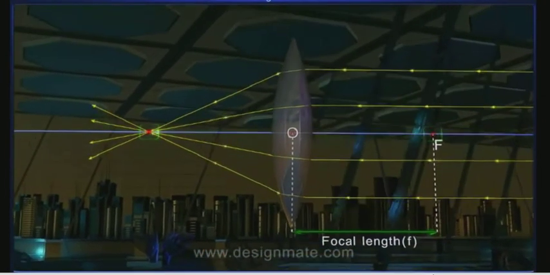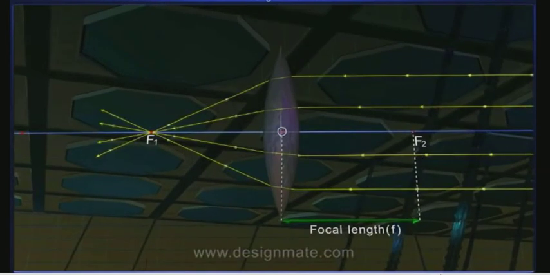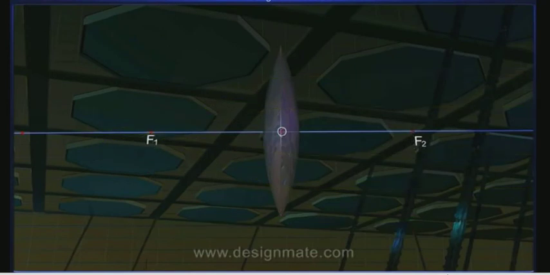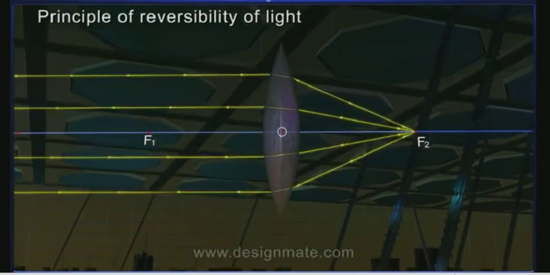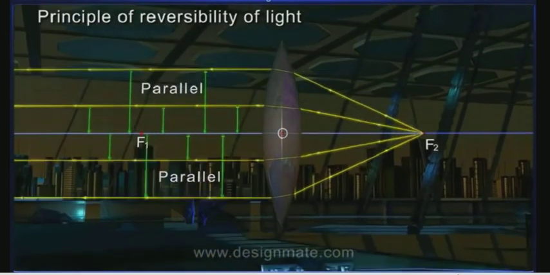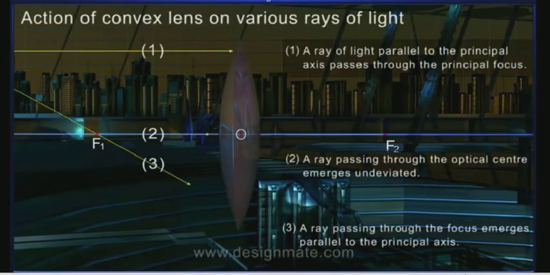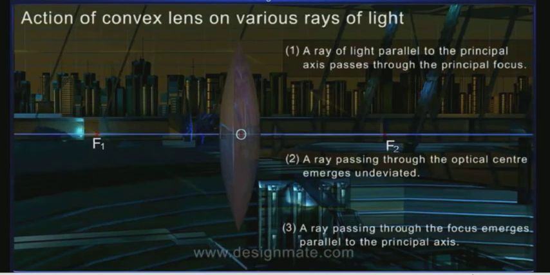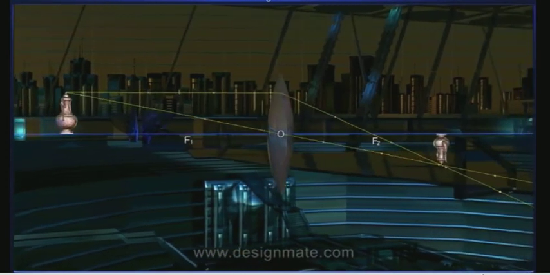Therefore, a convex lens has two focal points, usually represented by f1 and f2, one on each side, equidistant from the optical center. According to the principle of reversibility of light, a ray of light passing through the focal point of the convex lens emerges on the other side of the lens parallel to its principal axis. Having understood the action of convex lenses on various rays of light, let us now see how they form images. For different positions of the object, a convex lens forms images of varying sizes and nature at different locations.